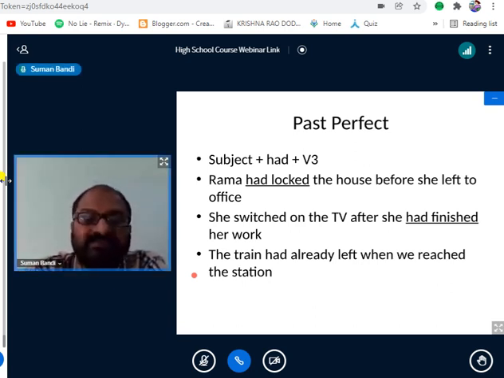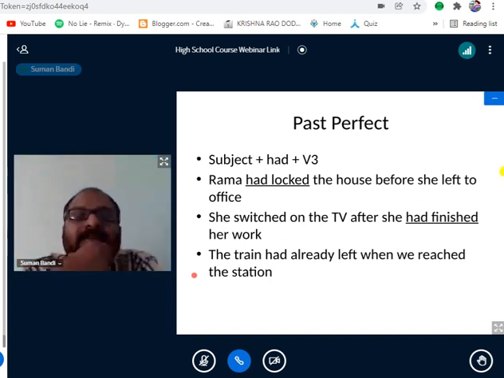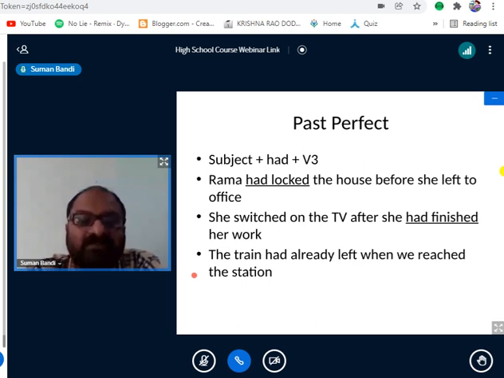So, can you give me some example sentences? Type in the chat box your own examples of past perfect so that I know there's no confusion, right? Because many teachers themselves make mistakes in this particular tense. It's not about following the structure, but it should also be meaningful in real life. Can you please type your example sentences in the chat box?